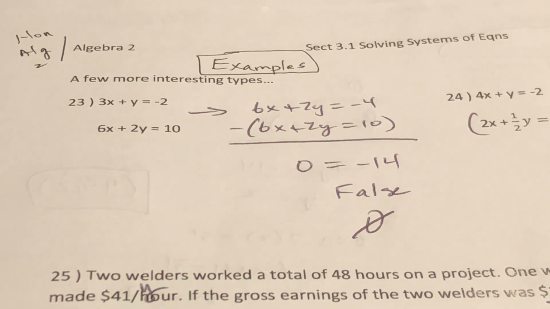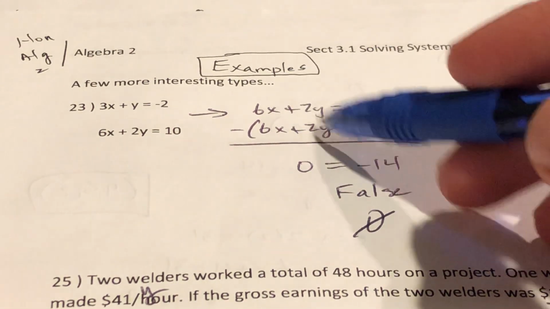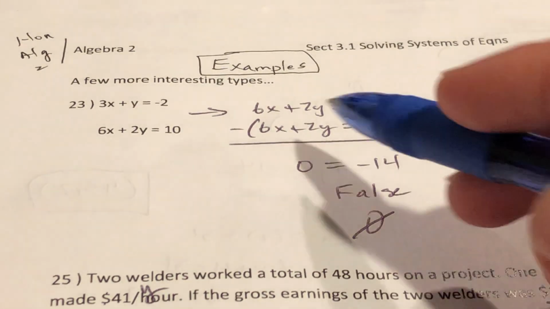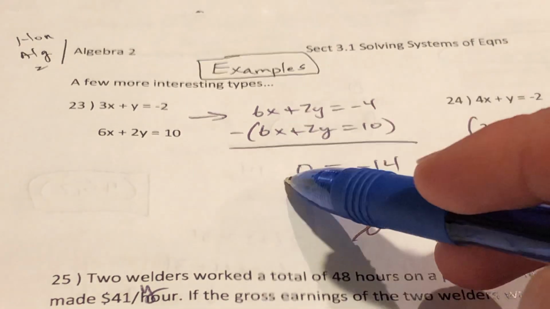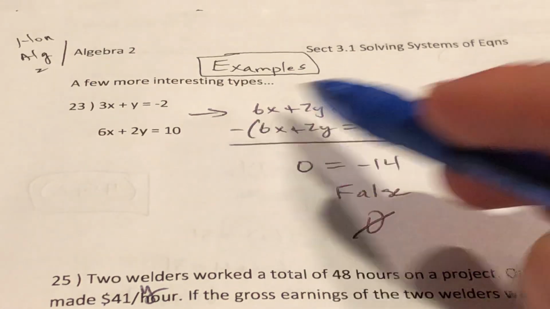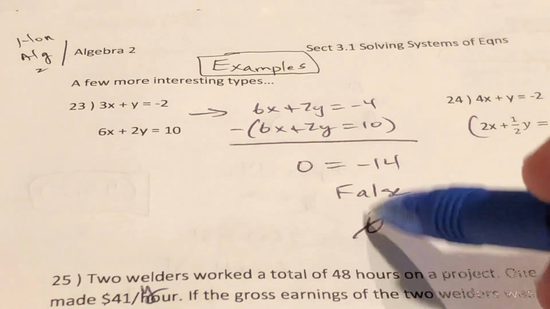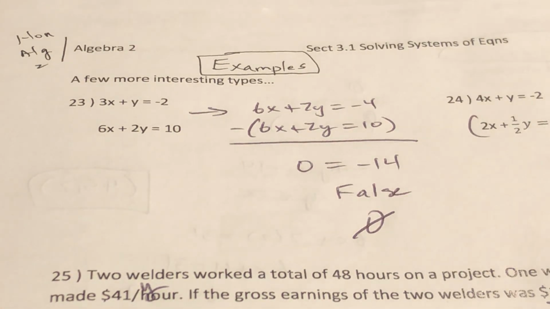On 23, you're going to double the top equation. Now I get 6x plus 2y is equal to negative 4. Doesn't matter if you want to get rid of x or y. You're going to need to subtract. You get 0x and 0y is equal to negative 4 minus 10, which is negative 14. That's a false statement. This one has no solution.